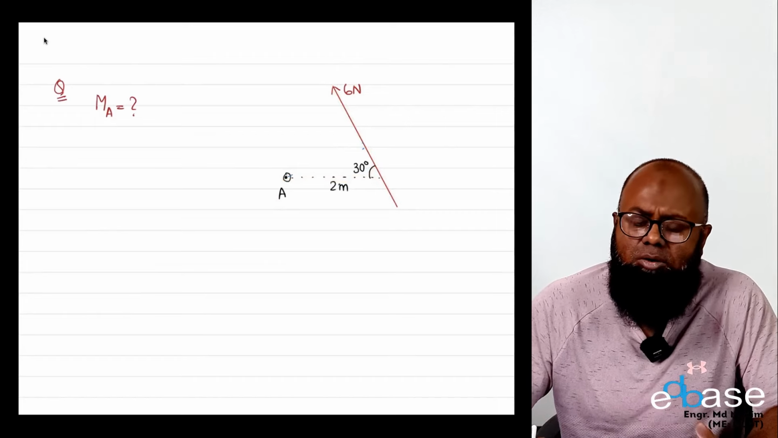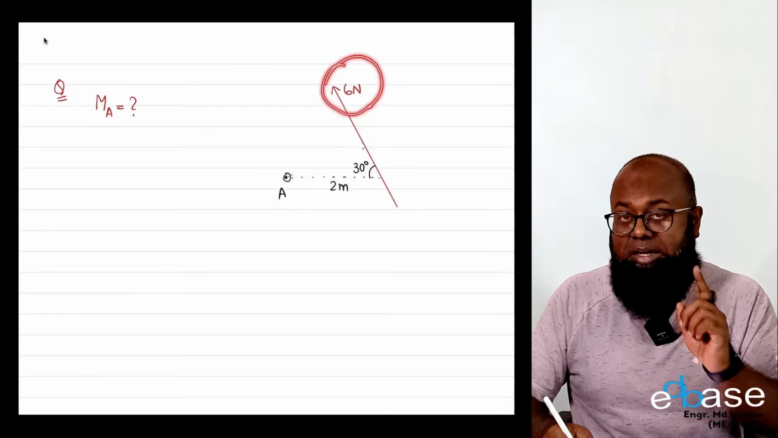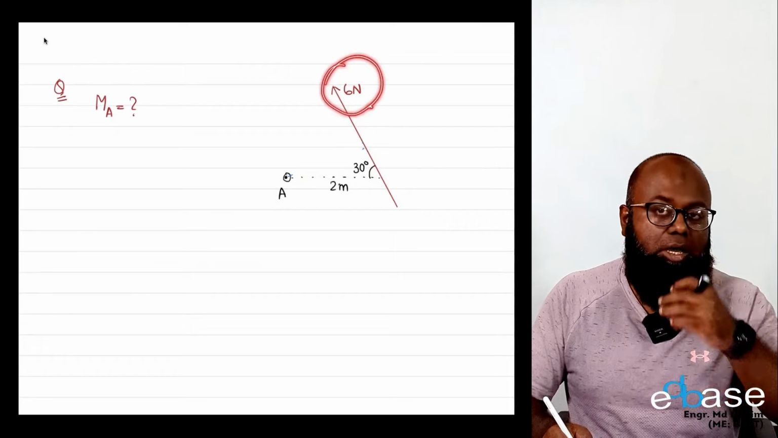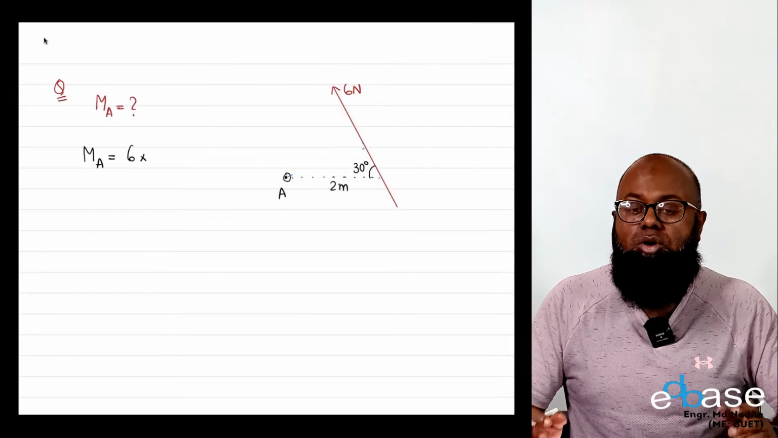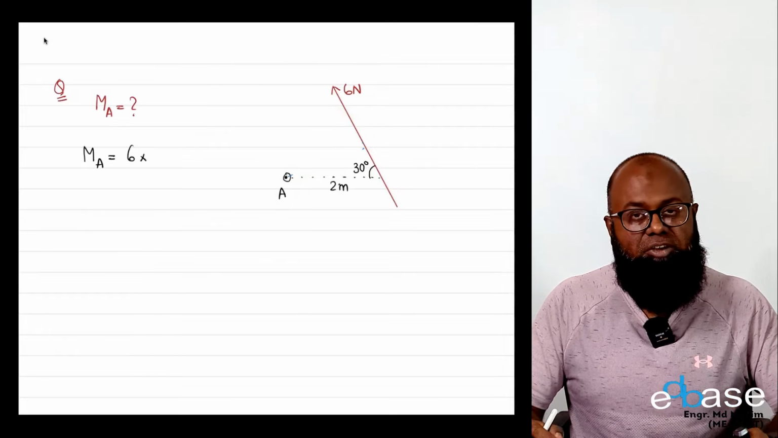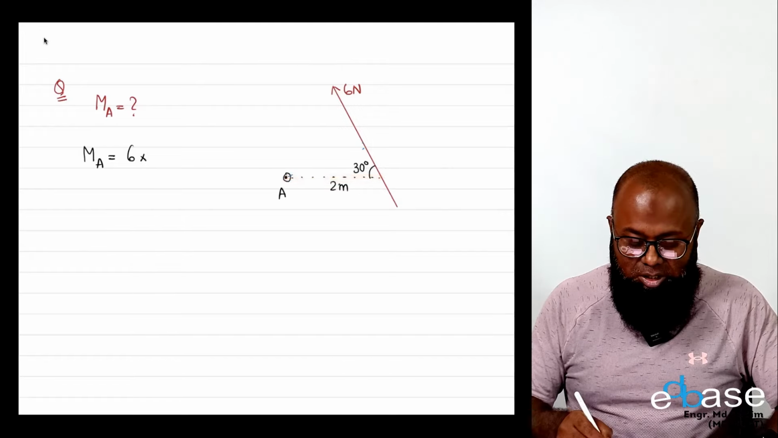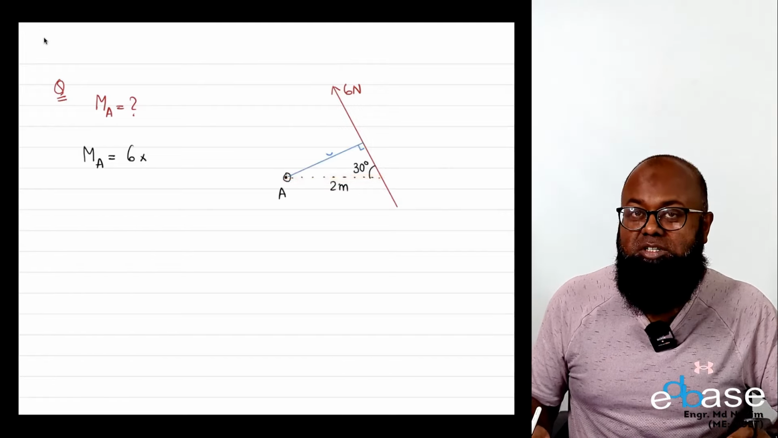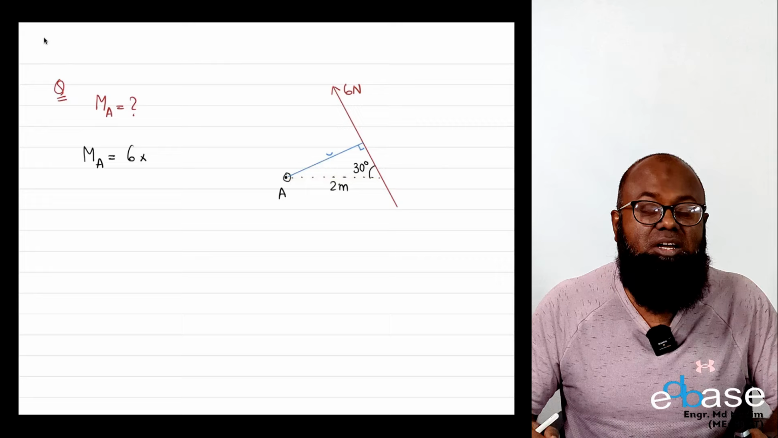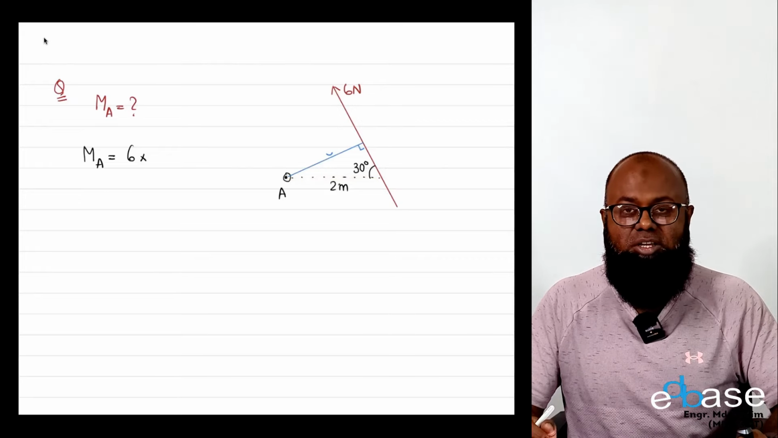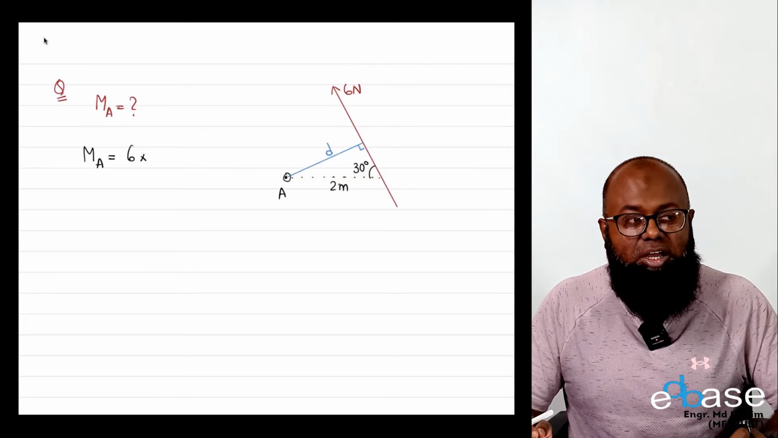Now, moment about A means I have to multiply 6, the magnitude of the force, with D. And what is D? You know that. You have to draw a perpendicular from the reference point on the line of action of the force. Is this the perpendicular? Obviously not. So if I draw a perpendicular from the reference point on the line of action of the force, this is the perpendicular, guys, the blue one on your screen. Now, this is your D. How to find this D?